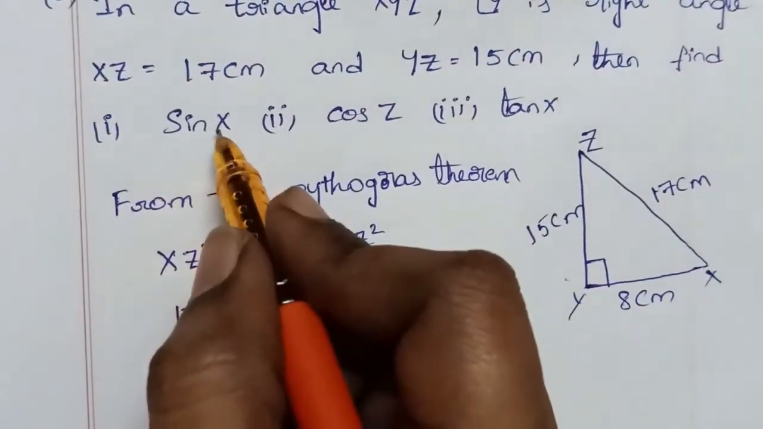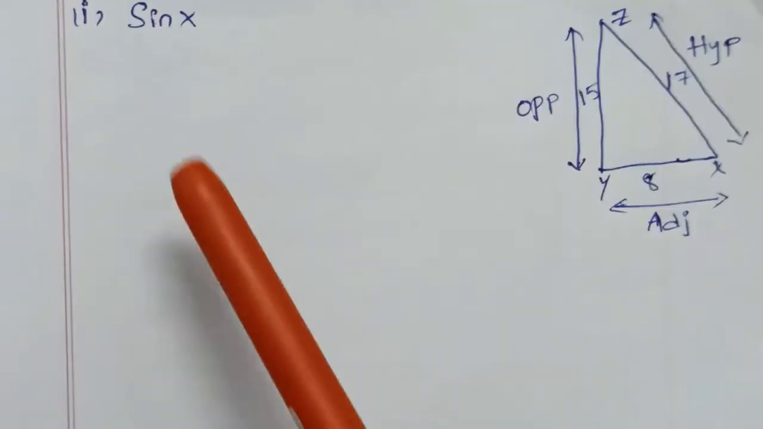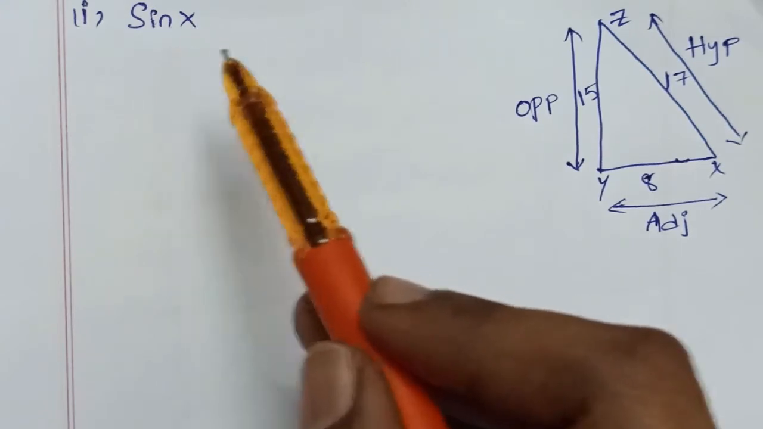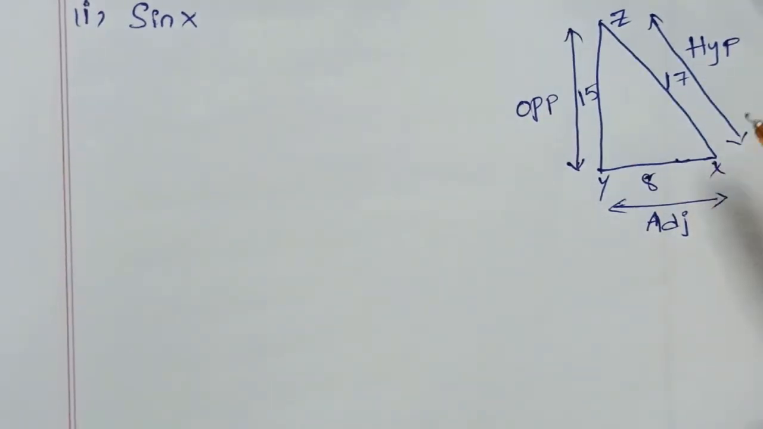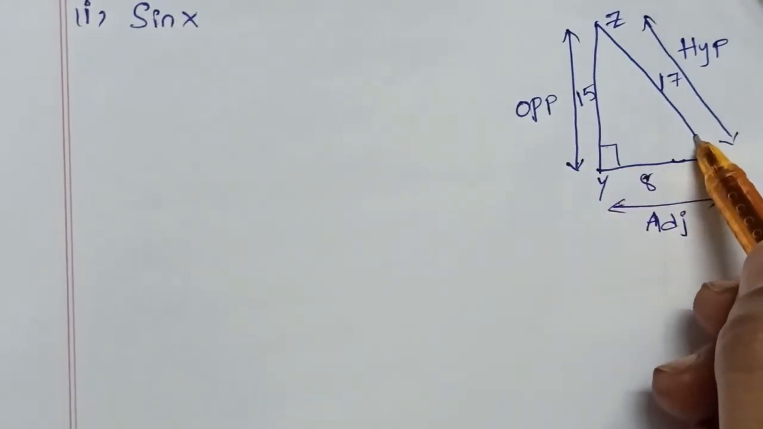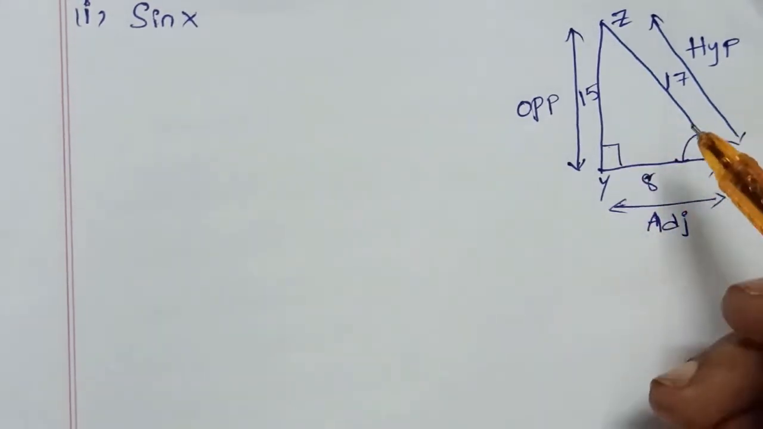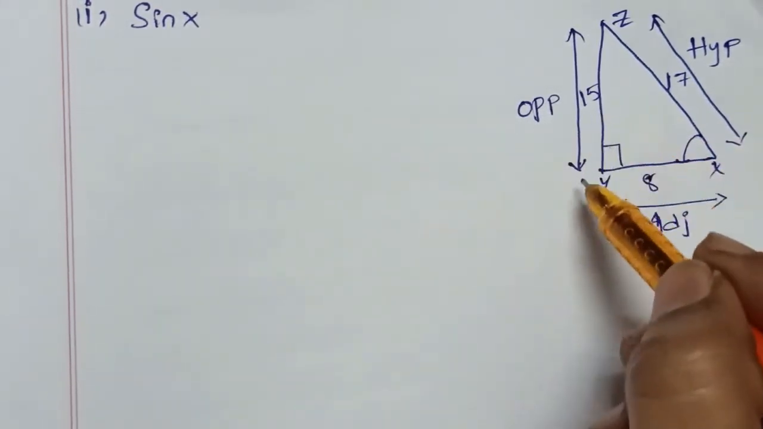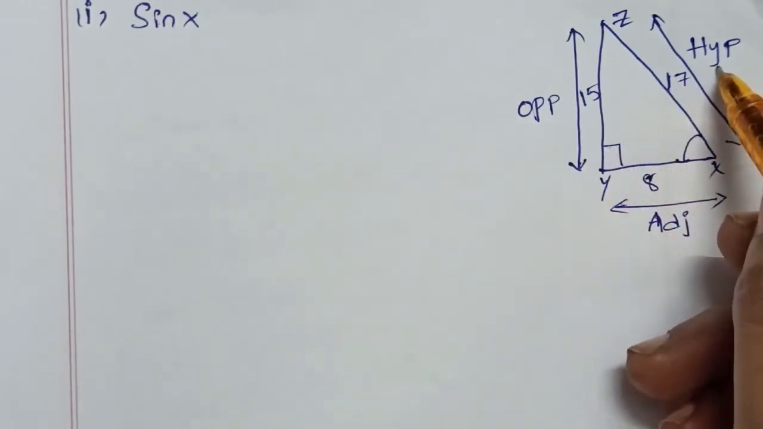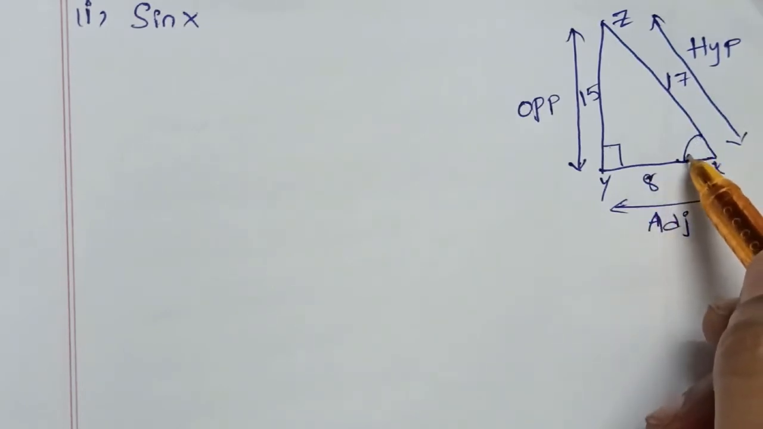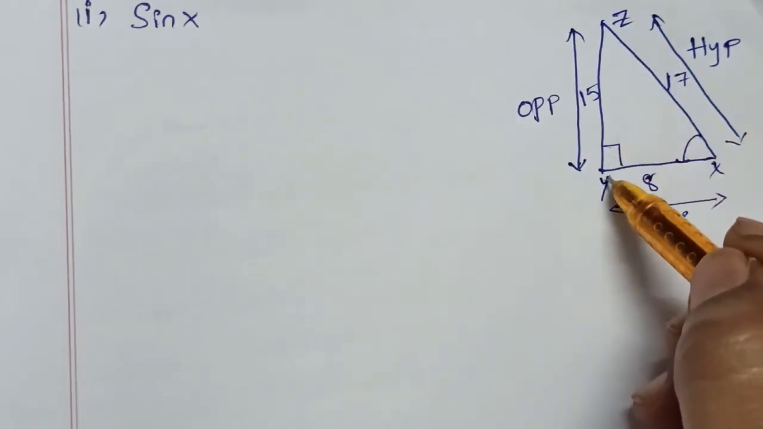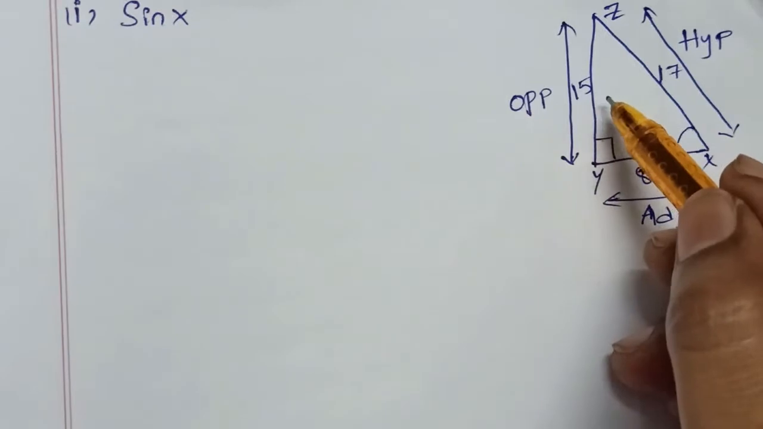First we find the value of sin x. Now we find the value of sin x over the angle x. From the diagram, here Y is the right angle and X is the angle of the triangle. So the side opposite to the angle is called the opposite, the side opposite to the right angle is called the hypotenuse, and this is the adjacent to the angle X. The length of XY is 8 centimeters, the length of XZ is 17 centimeters and the length of YZ is 15 centimeters.